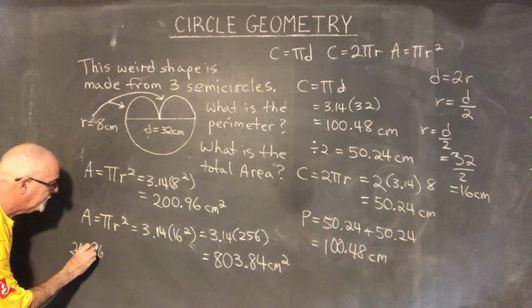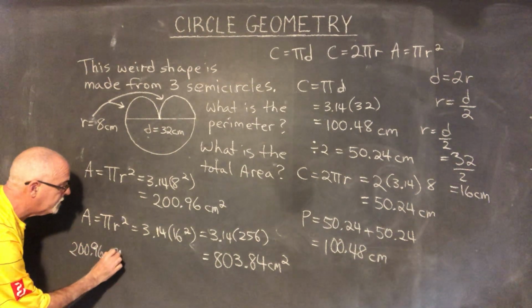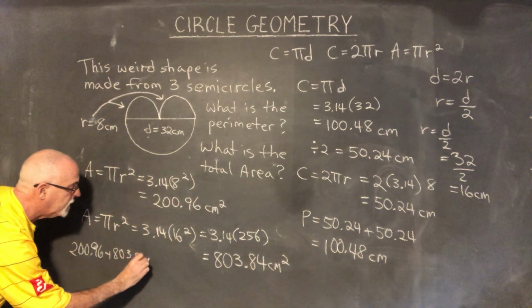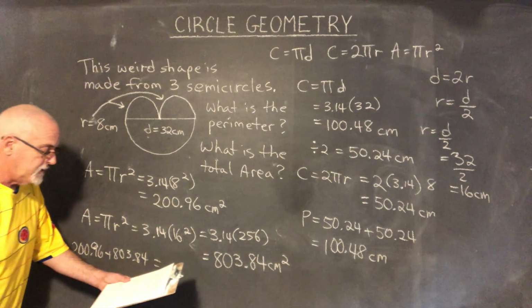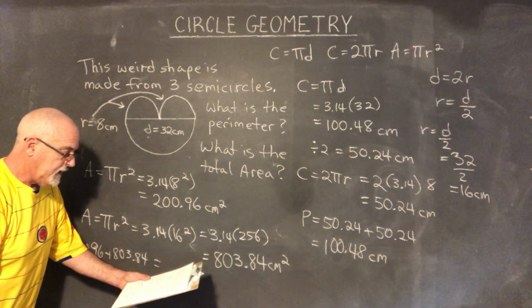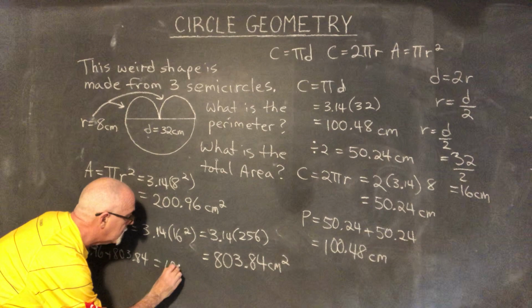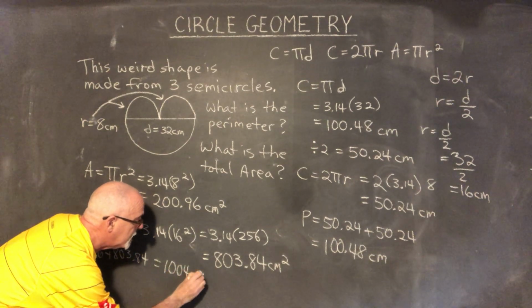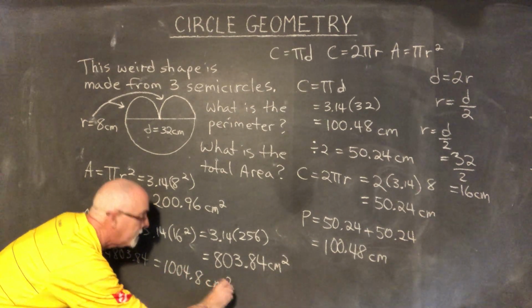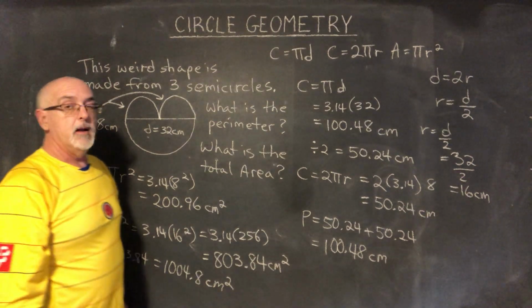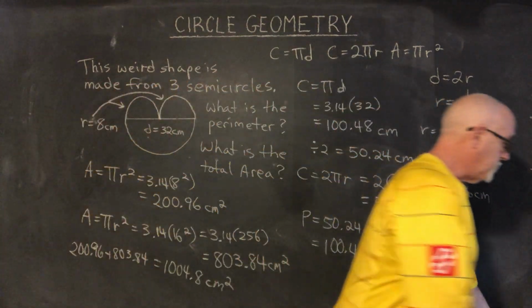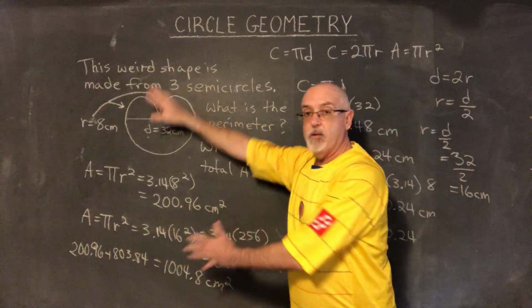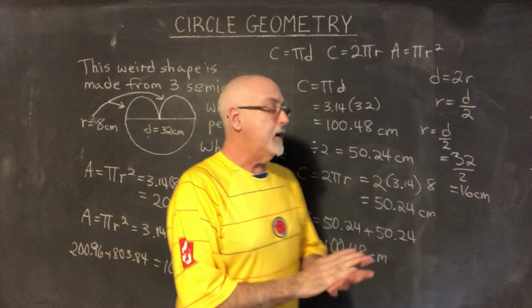200.96 plus 803.84 equals, getting messier and messier, 1004.8. 1004.8 centimeters squared. And I managed to fit it. Imagine if I had tried to do this problem while that other diagram was still there in the way. I'm glad that I didn't try that.